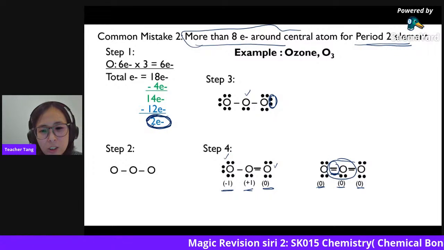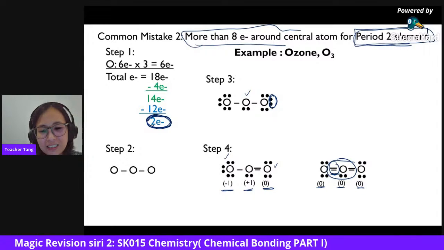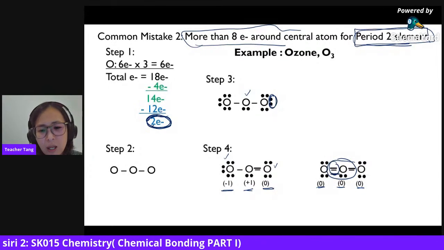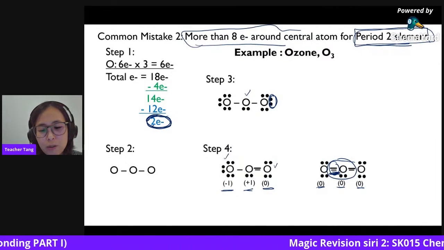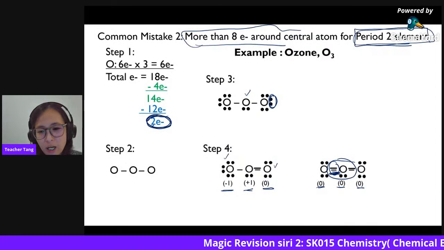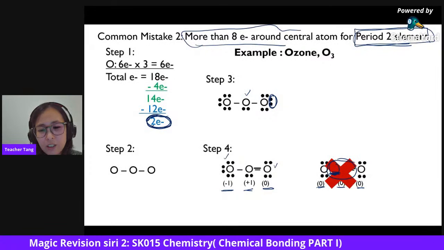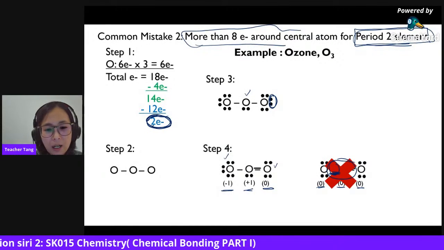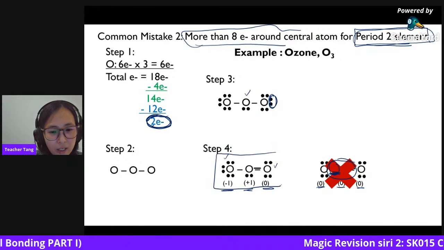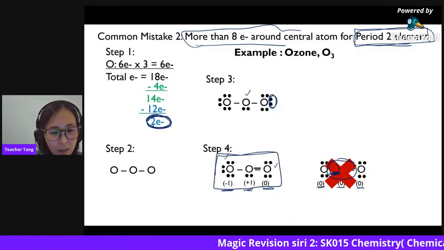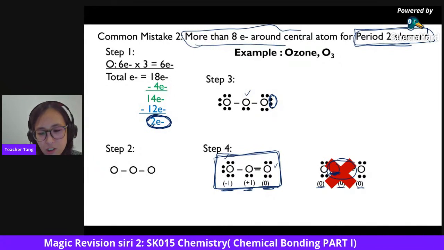But oxygen is a period 2 element. There is no 2d orbital to place the extra electrons. Therefore, another double bond is not possible in ozone, so the ozone structure with 2 double bonds is definitely wrong. The most plausible Lewis structure for ozone is this one, because it has the lowest possible formal charge on all the atoms.